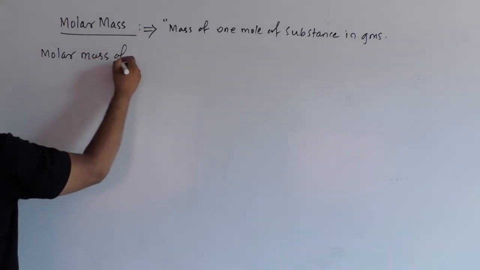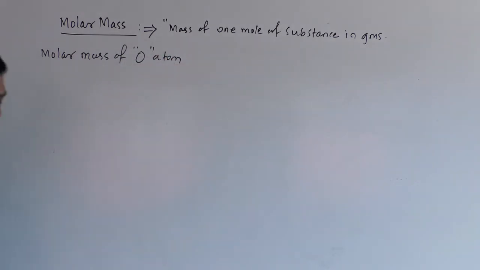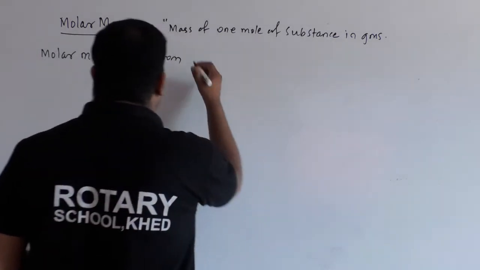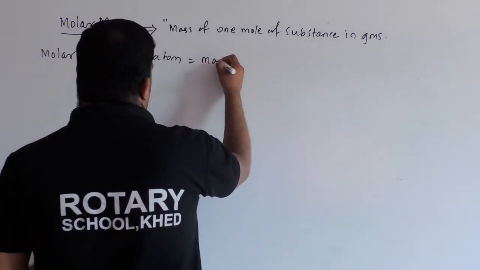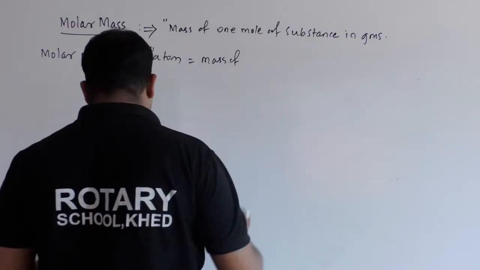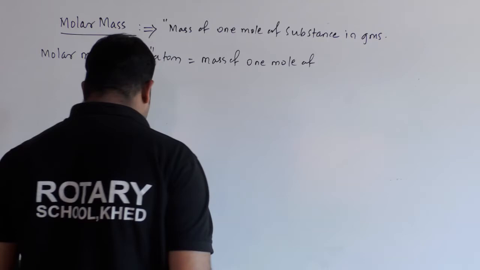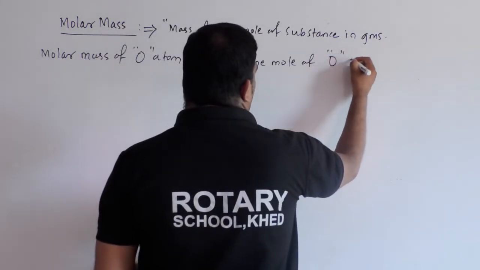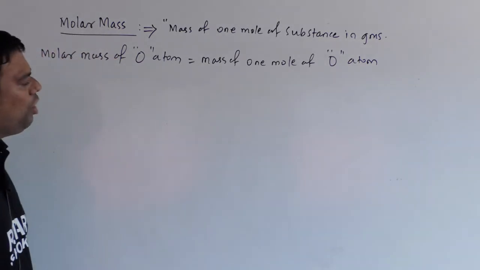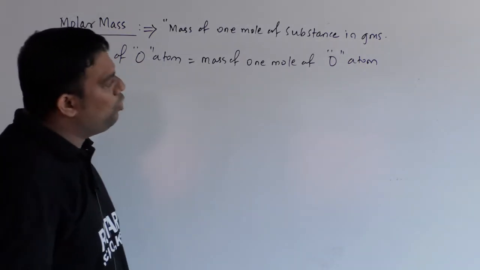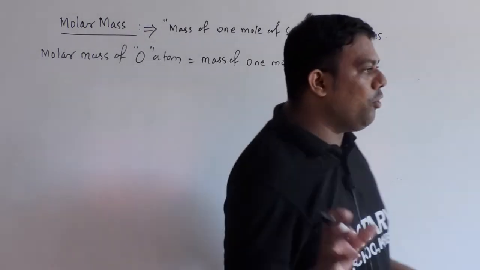Molar mass of oxygen atom. ठीक है? Single oxygen atom है तो, so how we can calculate? Yes, we can calculate mass of 1 mole of oxygen atom. Means beta, molar mass of oxygen atom is equal to what? Mass of 1 mole of oxygen atom. Keep in mind this, mass of 1 mole of oxygen atom.